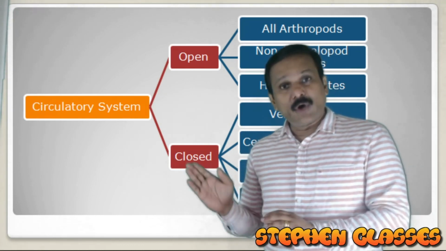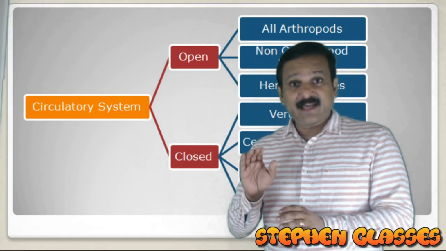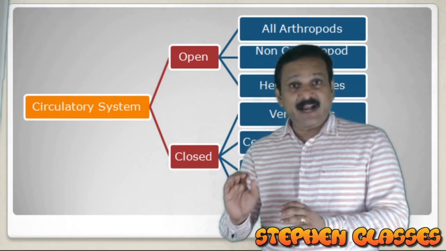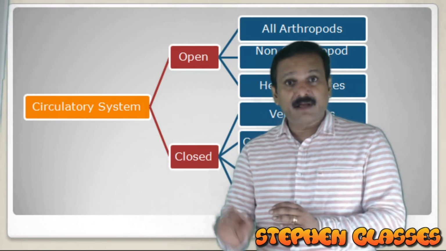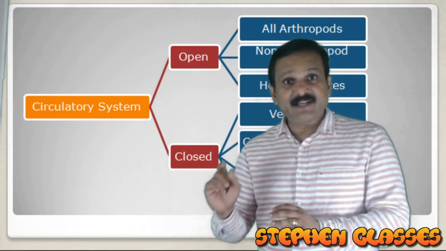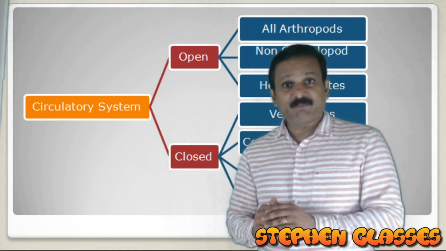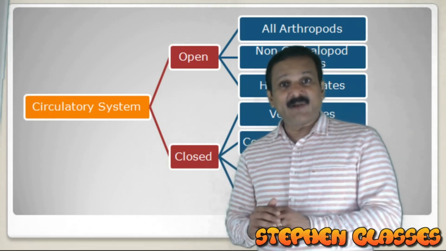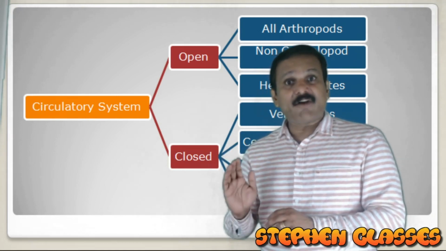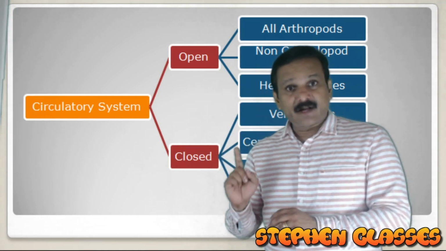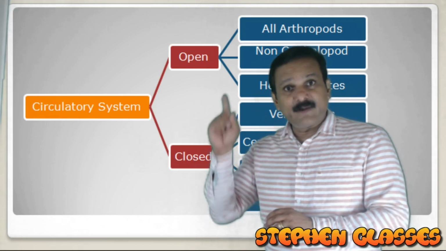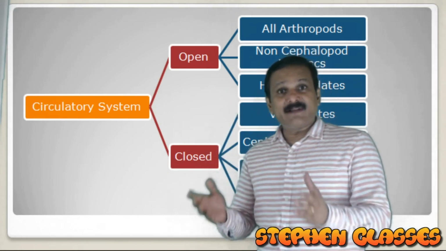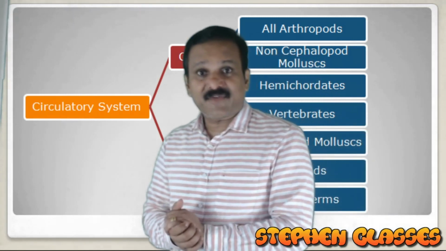In the case of closed circulation, the body fluid flows through blood vessels. You can see the regulation of the blood flow because of the valves that are present in closed circulatory system. So here the blood flow is very much regulated. And the efficiency of blood flow is higher in closed circulation compared with that of open circulation. Right. Now what about the animals having these two different types of circulation?